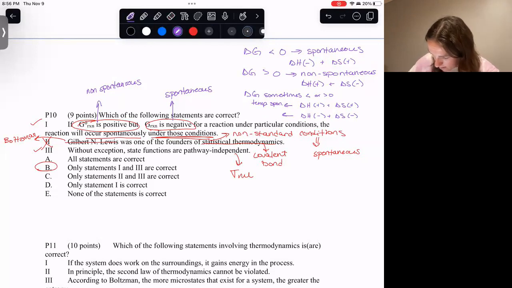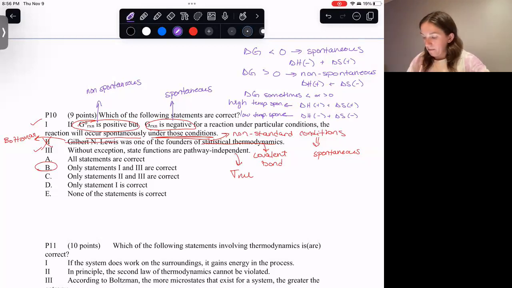This is high temp. This is low temp. Spontaneous. Okay, that clear up delta G and everything? Any other questions?